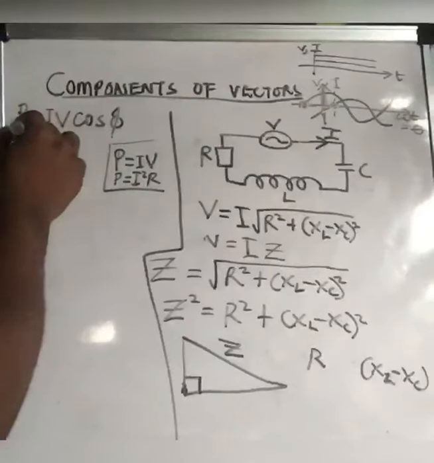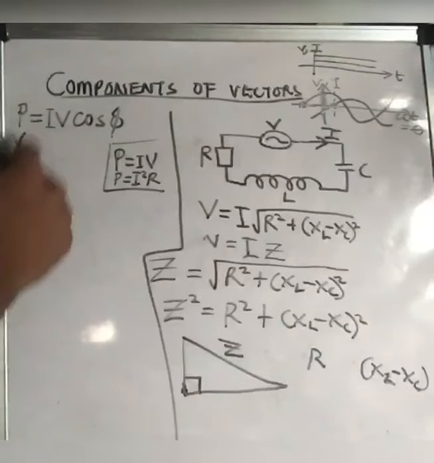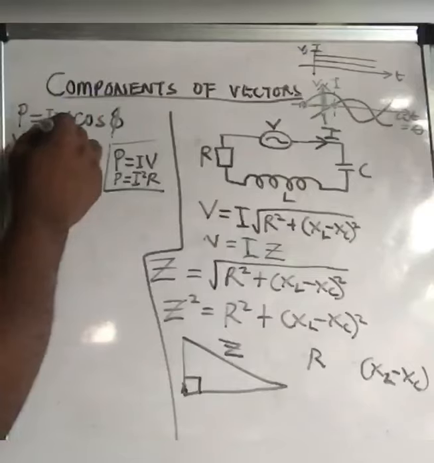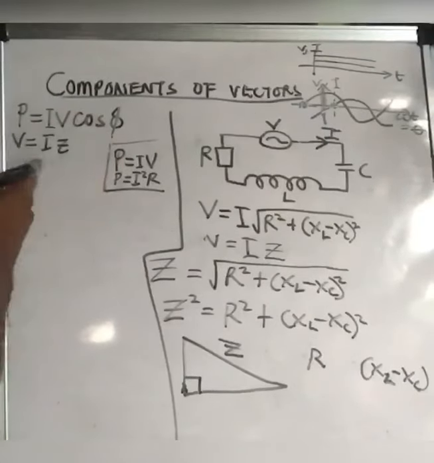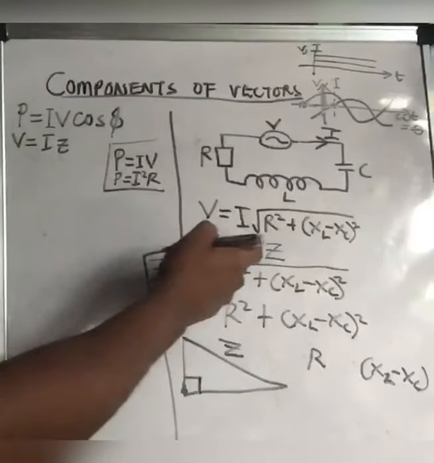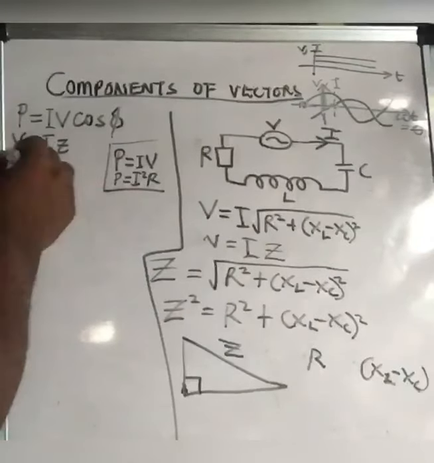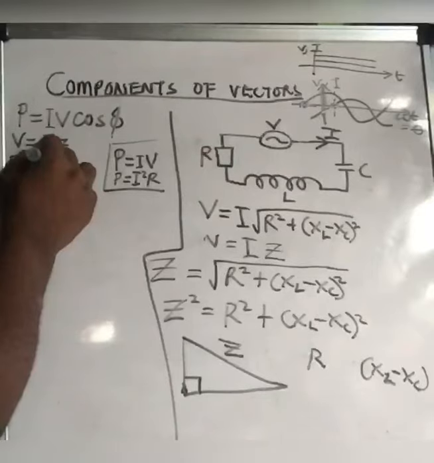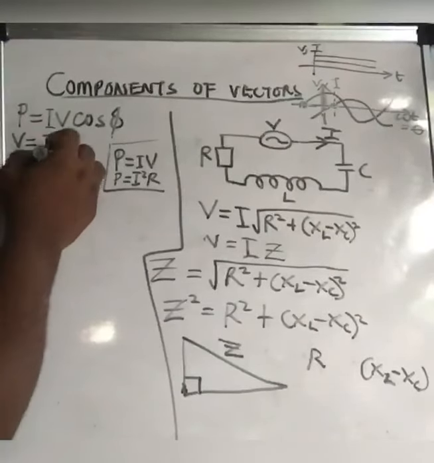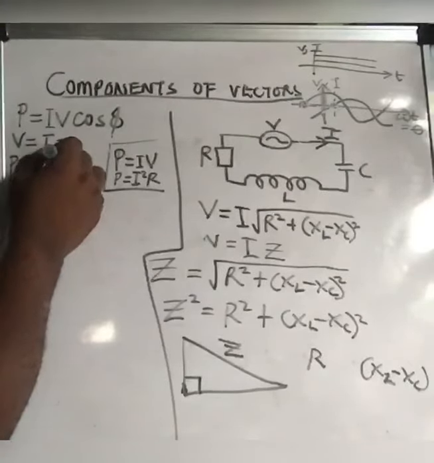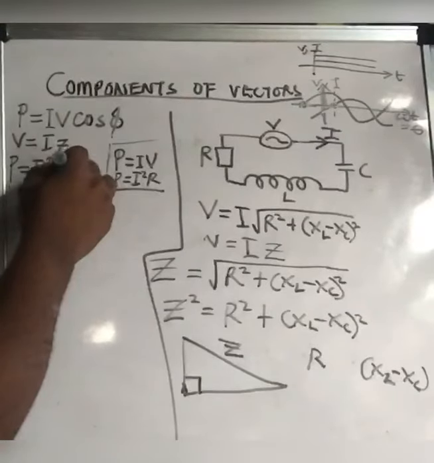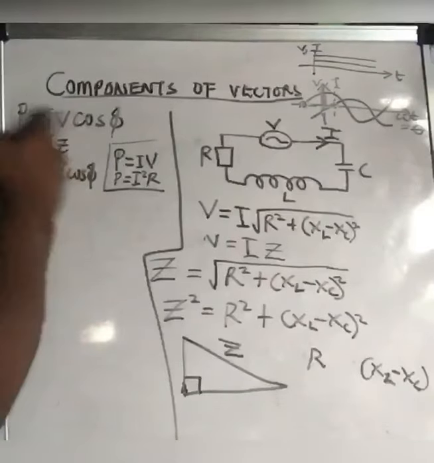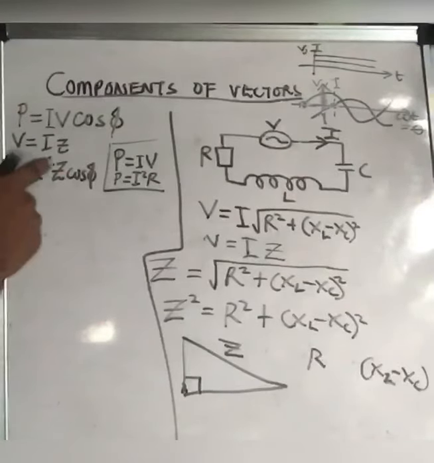In the alternating current circuit, V is equal to IZ. So P here will be I squared Z cos phi. The power consumed will be I squared Z cos phi.